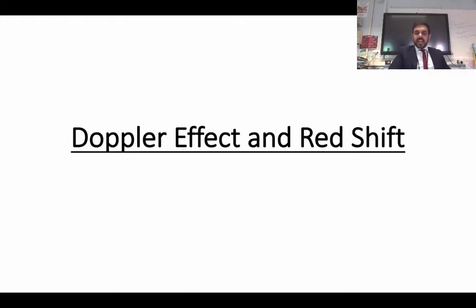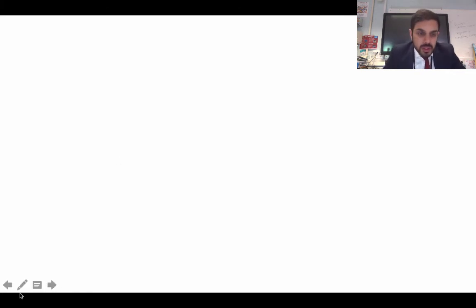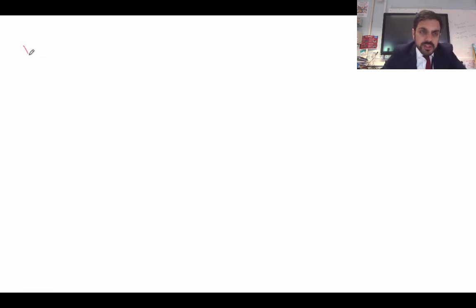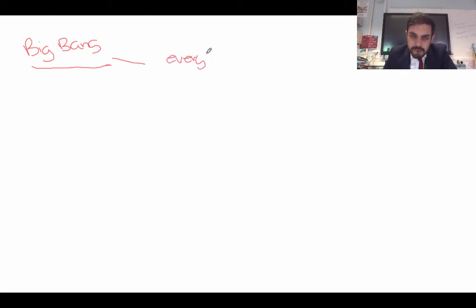The Doppler effect and redshift. So, first, before I talk about either of them two, I want to first talk about the two theories of the universe. One is the one you've all heard about, the Big Bang Theory. Yeah? Now, what does this theory suggest? That everything started from a single point, and that the universe is expanding.